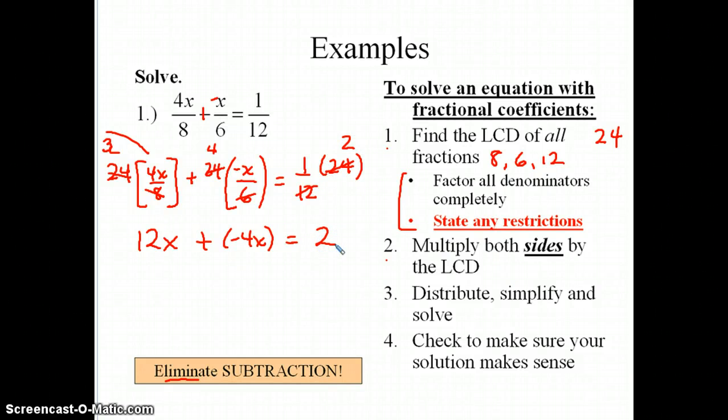At this time, I've already moved on to step 3 by distributing, simplifying, and starting to solve. 12x plus 4x is 8x is equal to 2. I divide both sides by 8. X is equal to 1/4. And then for your process, you can check to make sure your solution makes sense, but we will not be doing that at this time. We'll move on to example number 2.